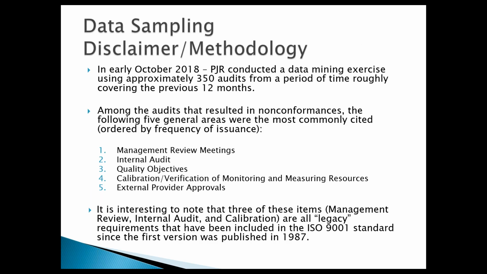So back in October 2018, we did a data mining exercise, and we pulled about 350 audits from a period of time covering roughly the prior 12 months. And we went through, and any audits where there were nonconformances written, we started tabulating, and we came up with a top 5 in terms of the issues that were cited the most often. So I've got them listed here. Management review at the top, internal audit, quality objectives, what a lot of folks call calibration or verification of monitoring and measuring resources, and external provider approvals.